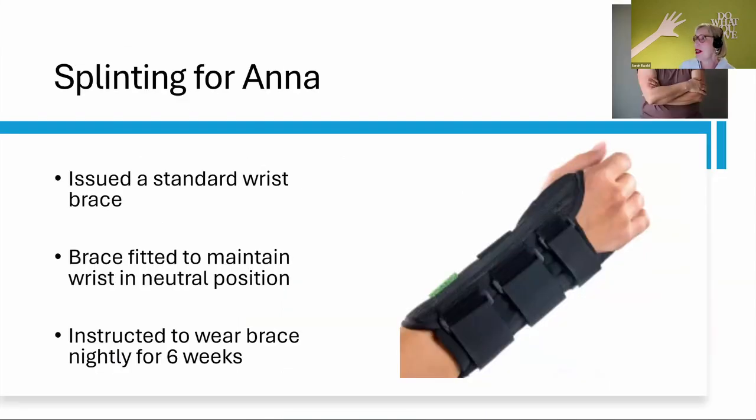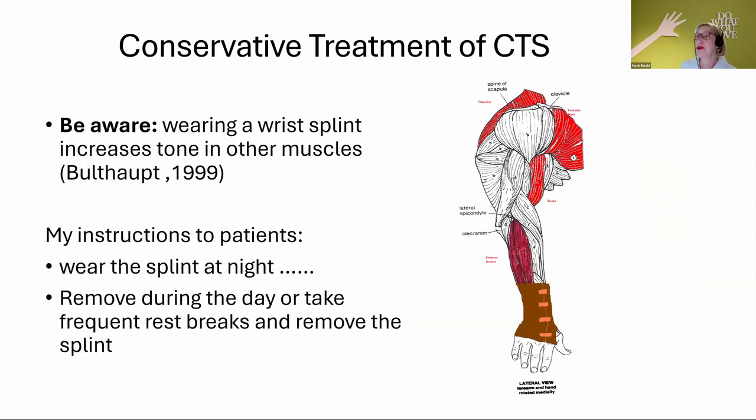Okay, we've issued Anna a standard wrist brace. We've made sure it's in a neutral position. We're going to instruct her to wear it nightly for 6 weeks. Do be aware, if we choose daytime wearing for her, there are studies out there that show that this increases the amount of muscle activity in proximal muscles as well as the extensors.